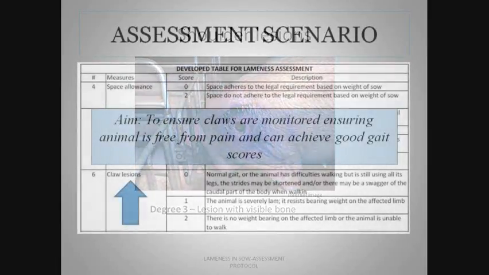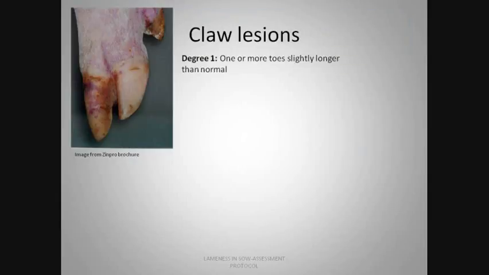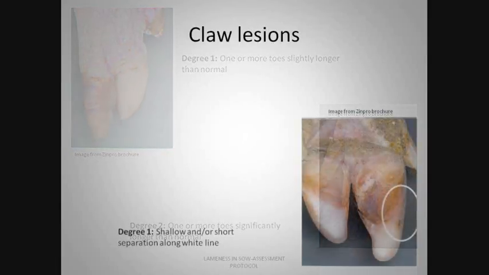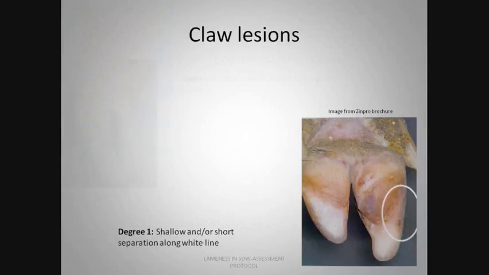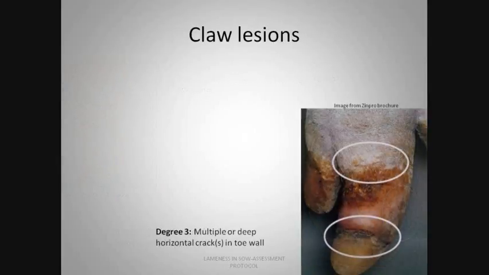Claw lesions. The aim is to ensure claws are monitored, ensuring that the animal is free from pain and can achieve a good gait score. Claw lesion descriptions can be toes, dew claws, heel overgrowth and erosion, heel sole crack, white line, crack horizontal wall, crack wall vertical. In this instance, we have photos of white line.